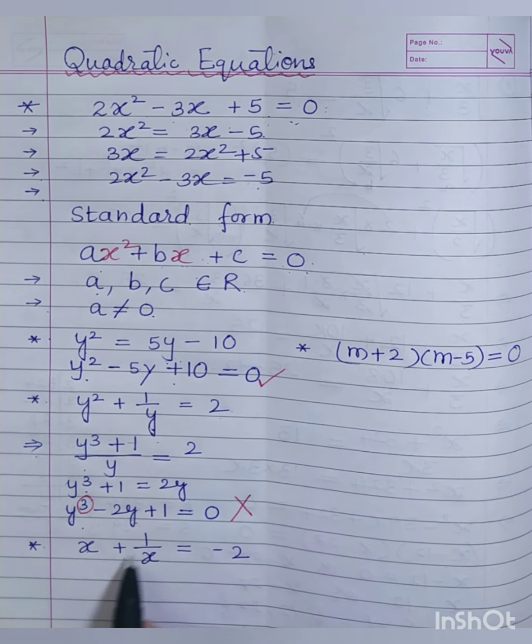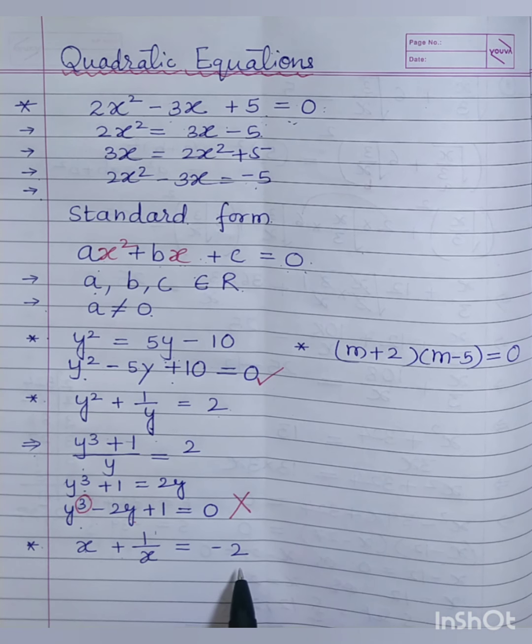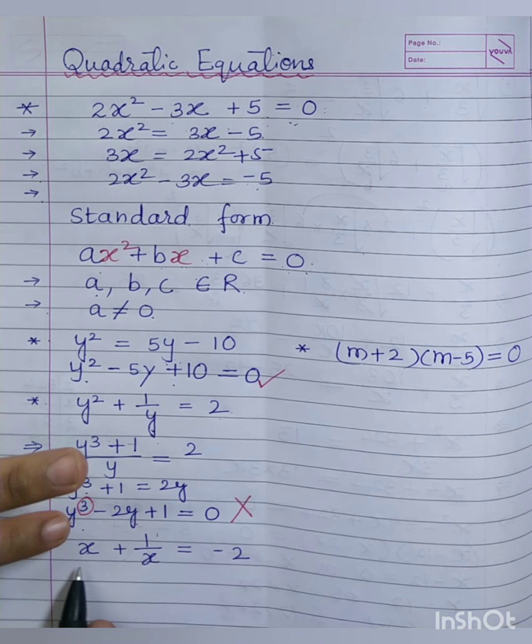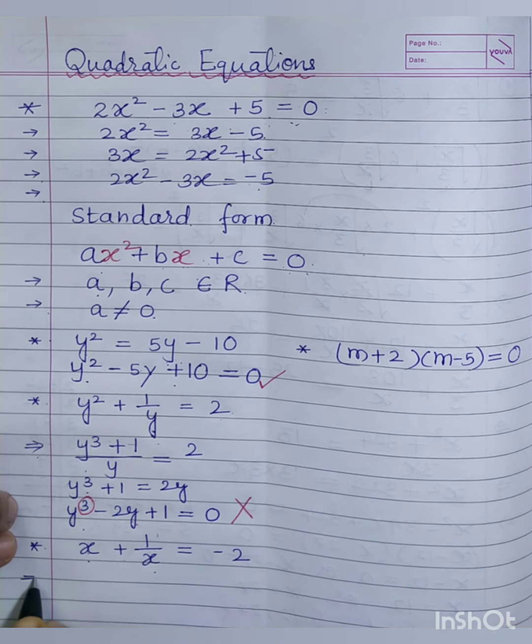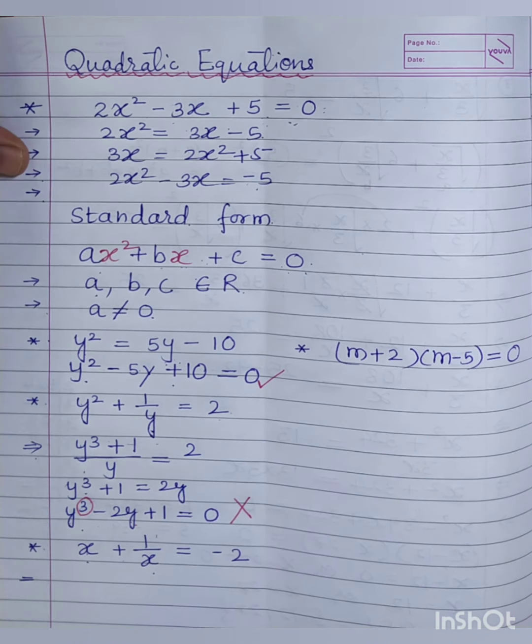Look at this. x plus 1 upon x is equal to minus 2. Here also you are seeing that the degree of x is 1 and here it is minus 1. But let us simplify first.